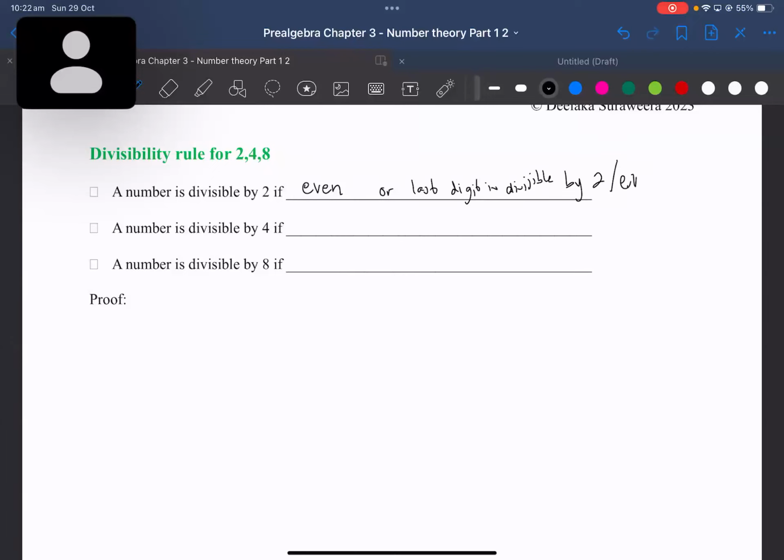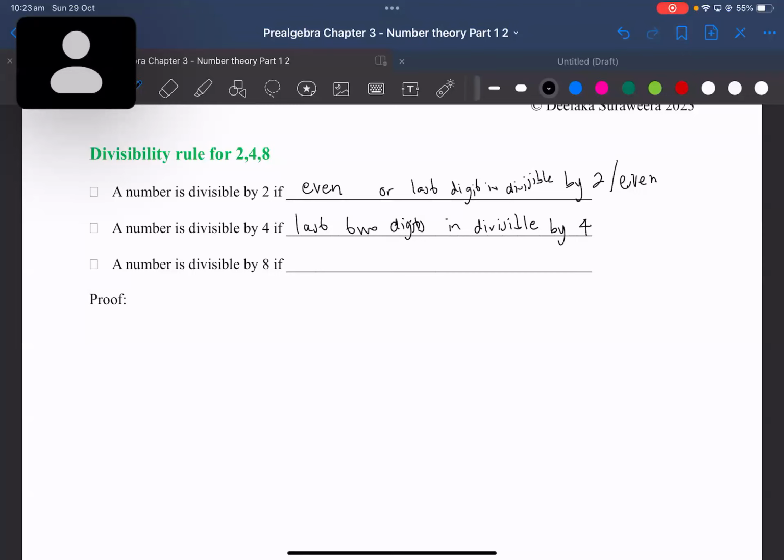What would be the rule for divisible by 4? No, that's 10. It's divisible by 4 if the last 2 digits are divisible by 4. So let's say 2, 9, 4, 6, 8, 4. I think you said 84 at the end, right? That would be a multiple of 4.